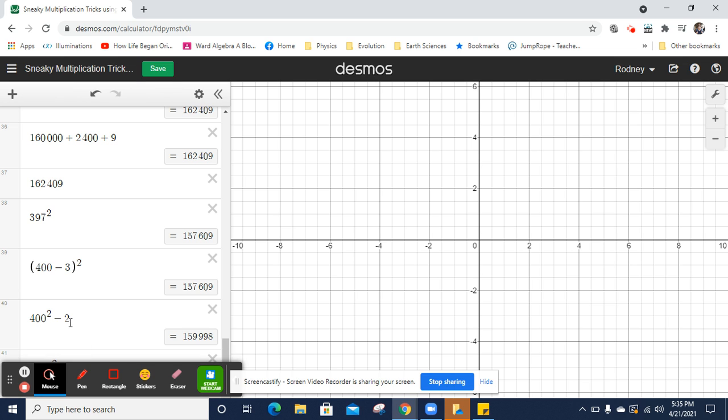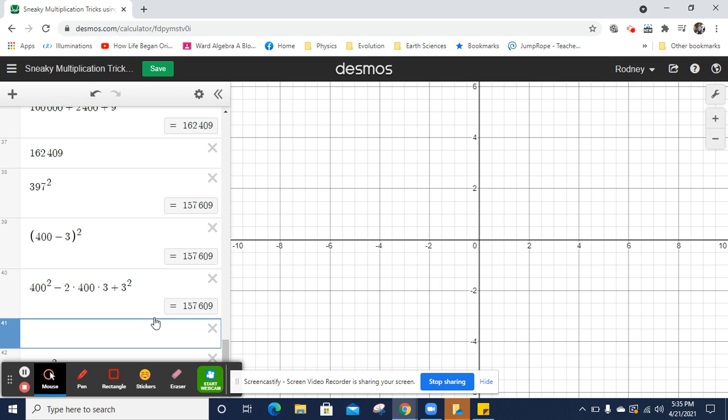This is 400 squared minus 2 times 400, which is the A, times 3, which is the B. And then I'm going to add 3 squared at the end. Okay, and notice I keep getting the same thing for each of these. So let's work it all out. So 400 squared, well, you already worked out that is 160,000.